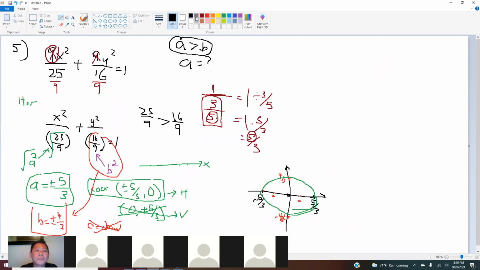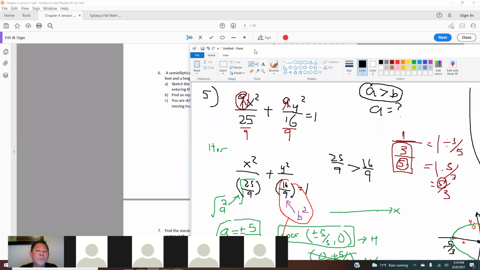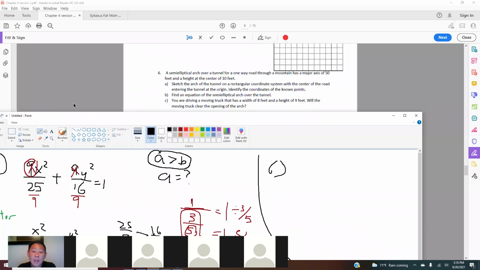And we are still doing ellipses, so there is an application problem here. A semi-elliptical arc of a tunnel will go through a mountain, has a major axis of 50, and has a height at the center of 10 feet. Sketch this arc of the tunnel on a rectangular system where the center of the road is the origin, your center. Identify the coordinates of a known point.